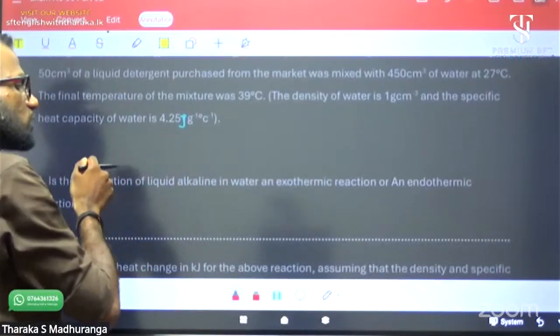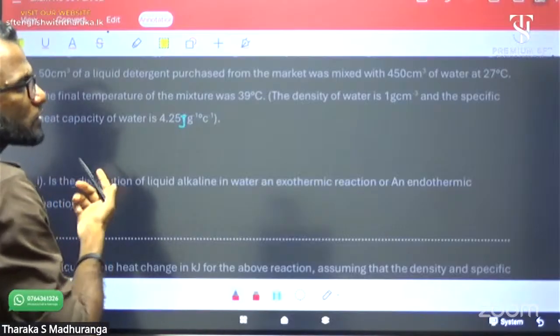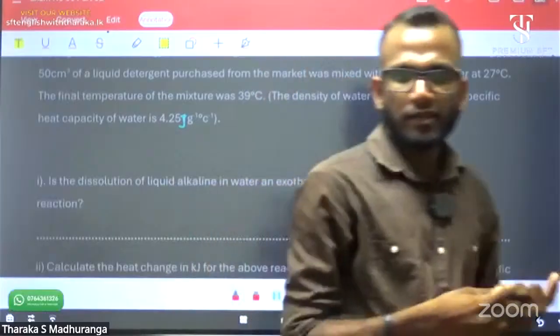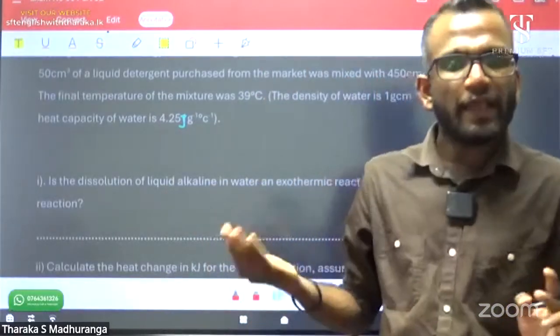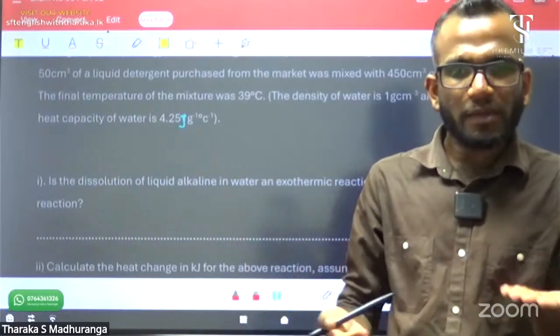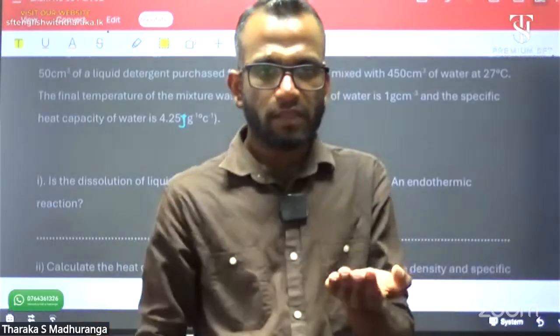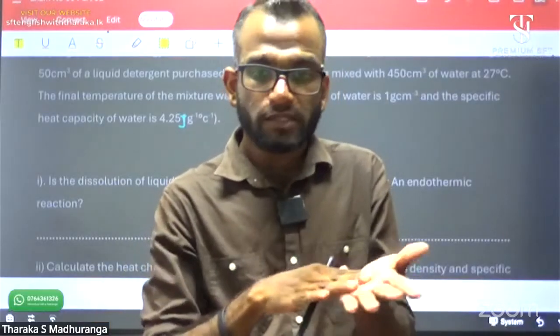Is the dissolution of liquid alkaline in water exothermic reaction or endothermic reaction? Then it's exactly exothermic reaction. If you know in practically, if you get some amount of detergent powder and put it in some water and see, then what happened? We can feel some heat.